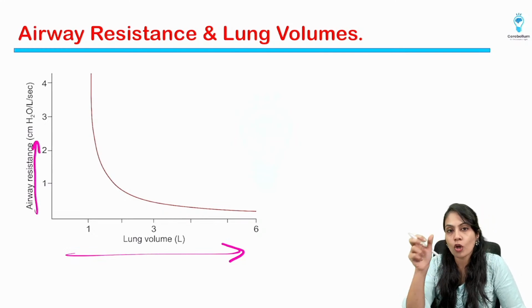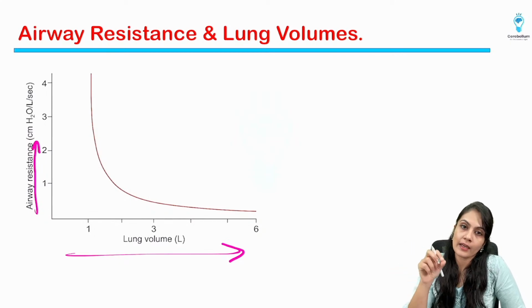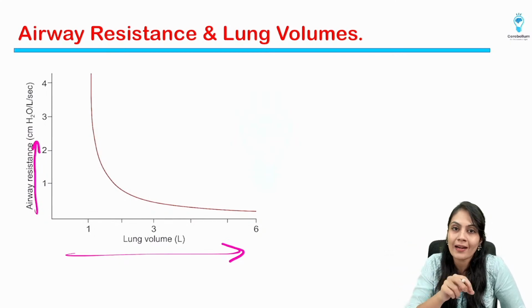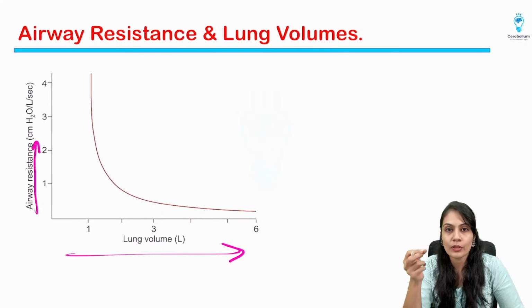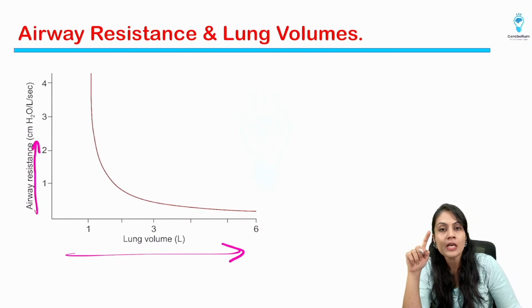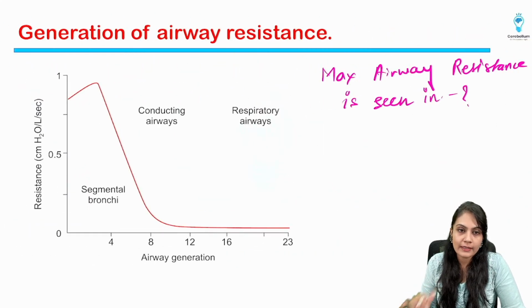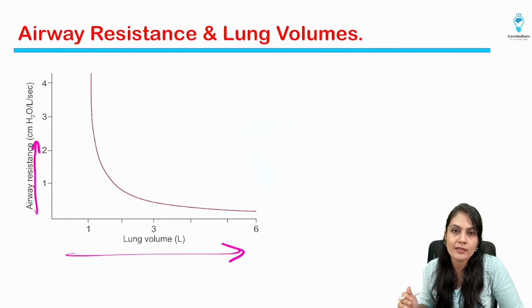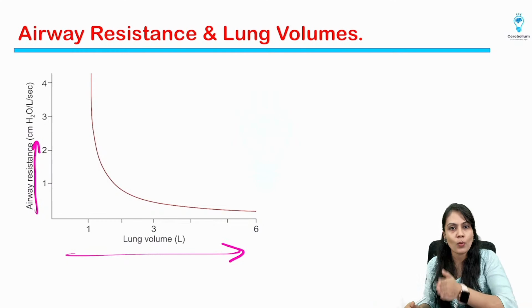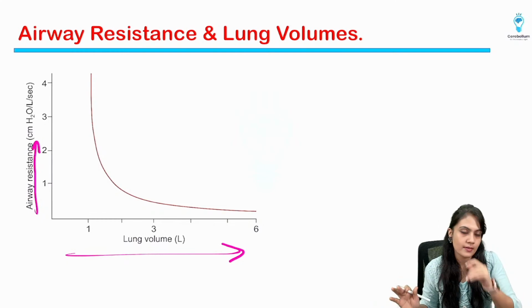Now just the smaller change over there: if they ask about the volume and resistance, I'm going to draw this graph. If they ask about the resistance and airway generation in the Weibel's classification, you can draw the graph which we have seen already. And if they ask about the volume and resistance, you can draw this graph. You just have to change the x-axis, the y-axis is going to be the airway resistance itself.